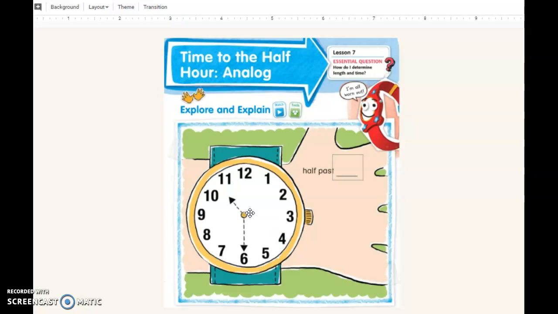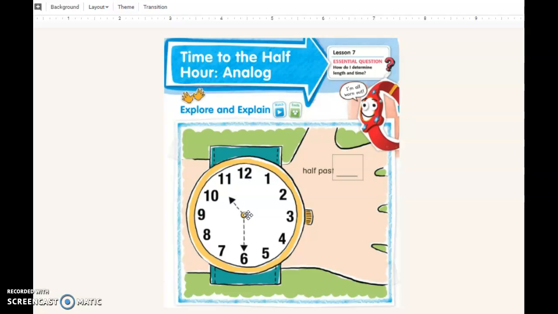In our past 2 videos, we were looking at the minute hand and it was always at the 12. Remember when it pointed to the 12, the minutes were 0, 0. But now we're going to look at how the minute hand can also move around like the hour hand. The new words that we're learning in this math lesson are called half past.